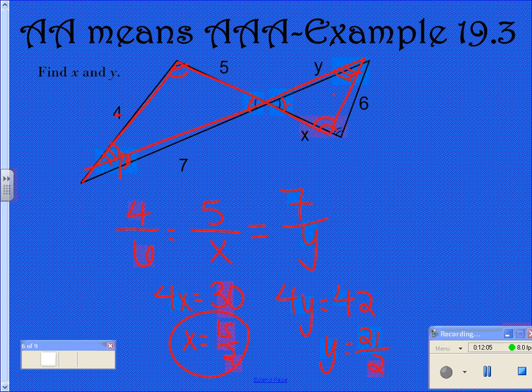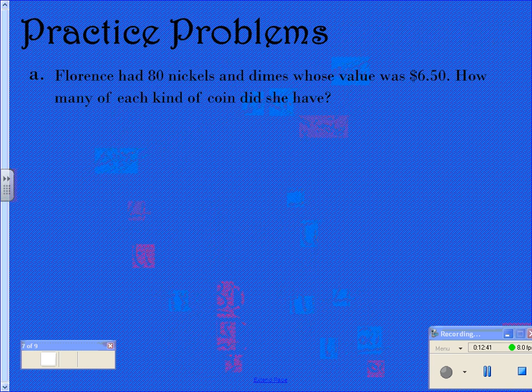So even if they only give you two angle measurements, if they're congruent, what do we know about the two triangles? They're similar. 6 times 7 is 42. Any other questions on this? Have you been doing these before? Yeah. I just did these like last week. Okay. Any questions on that one? All right.